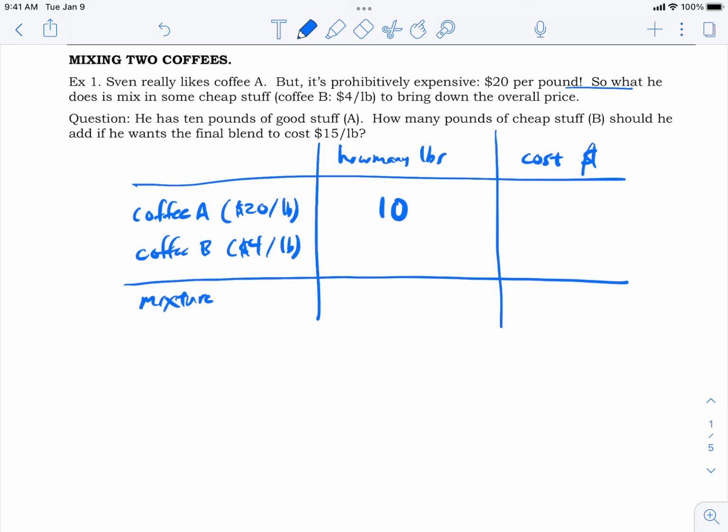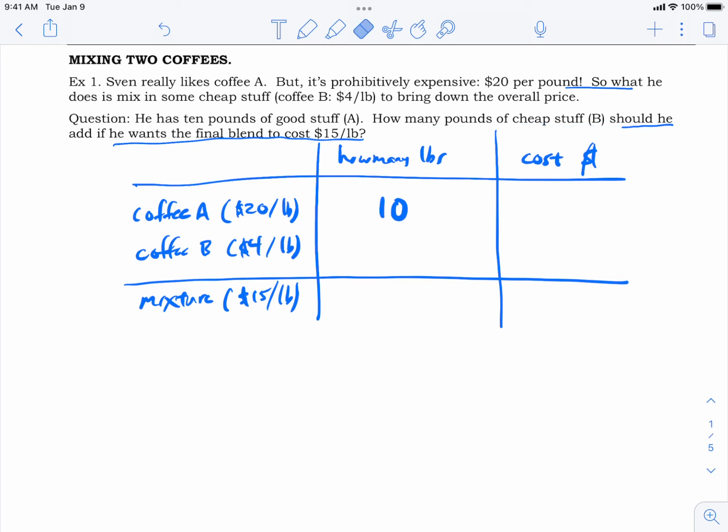He's got 10 pounds. How many pounds? That's a question, so we don't know what. We want the final blend to be $15 a pound. I guess I could put that right there, right? It's going to be $15 per pound. If you want, you could make this into 2 different columns, but I don't really feel the need to do that. This is what coffee A is. It's the $20 stuff. And this is what coffee B is. It's the $4 stuff, and so on. And the mixture is going to be $15 per pound.